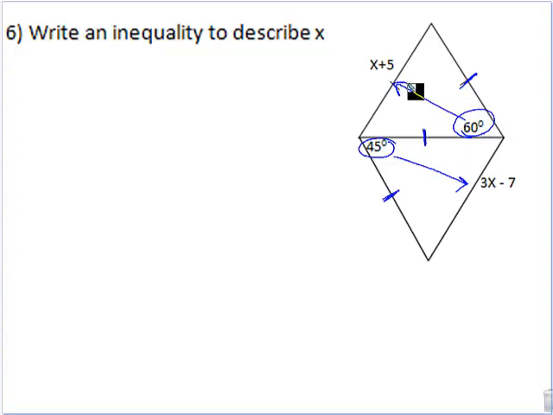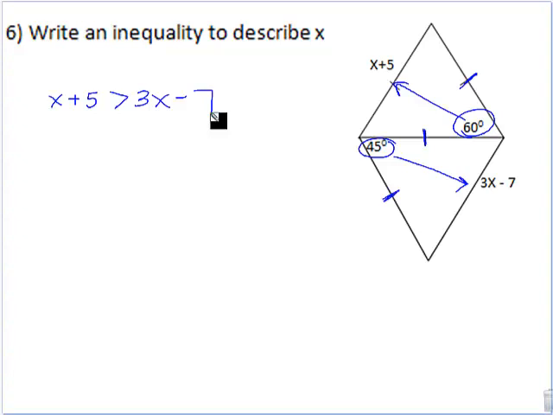Can you start writing this? So how can you relate those two together? 60 is greater than 45. So how would we write the inequality with our x's in there? X plus 5 is greater than 3x minus 7. Yep, so we'd say x plus 5 is greater than 3x minus 7.